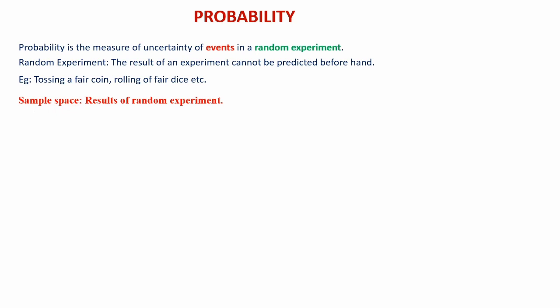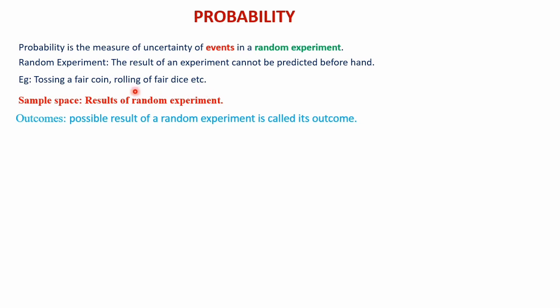Next is sample space. Result of a random experiment. When we are collecting all the possible results of a random experiment, then that particular set is called the sample space. Outcomes. Possible results of a random experiment are called its outcomes. Again we can take the same example, tossing a fair coin. When you are tossing a fair coin, the possibilities are getting head or tail. So outcomes are H and T. H represents head, T represents tail.